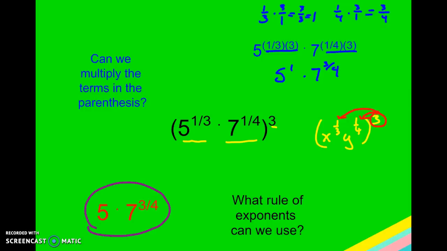And there really is not any more that we can do with that because 5 is as simple as it can be, and 7 to the 3/4 power, well, we don't know what 7 to the 3/4 power is. We can put it in our calculator and get a decimal, but we do not want to do that. We want an exact answer, and that's exact. Okay, so moving on.